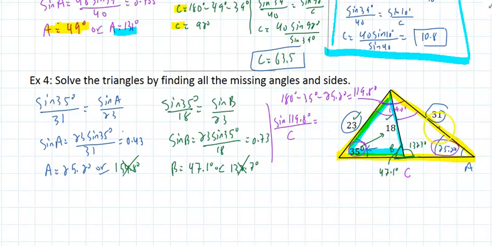That equals, and can't I say the sine of 35 degrees divided by 31? And I could plug this in my calculator. 31 times the sine of 119.8 degrees divided by the sine of 35 degrees. And I can get this side C to be 46.9.